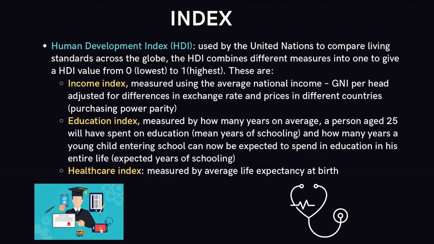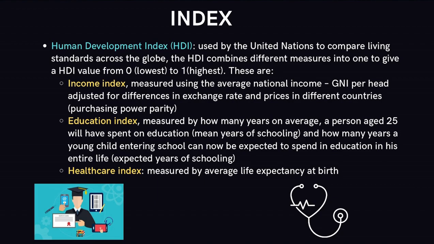Now there are certain indexes. The second type of measure for living standards is the Human Development Index. This is used by the United Nations, and they compare the living standards across the globe through the Human Development Index. The HDI combines different measures into one to give an HDI value from 0, which is the lowest, to 1, which is the highest. Now these measures include three: Income Index, Education Index, and Healthcare Index.